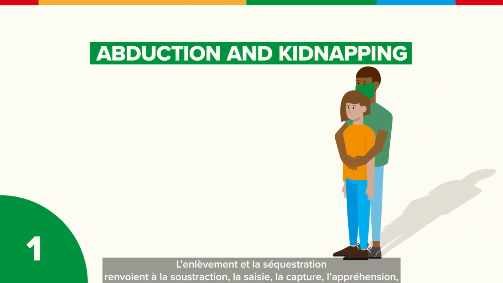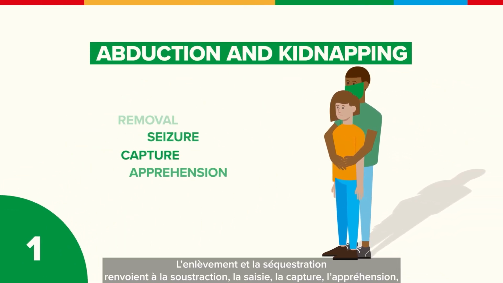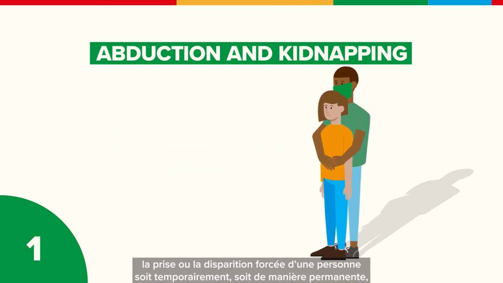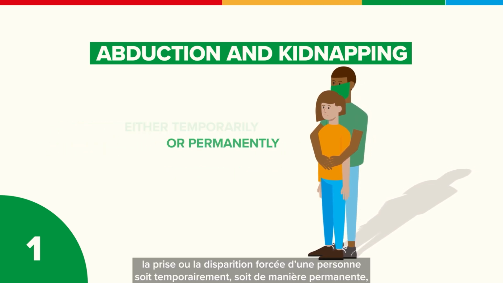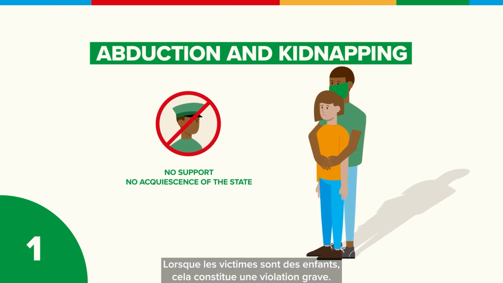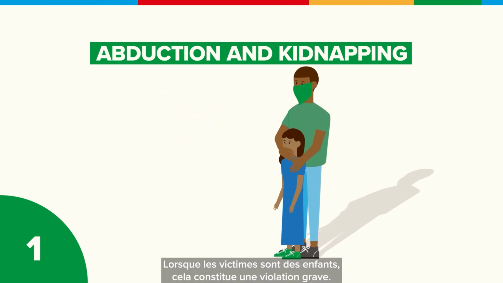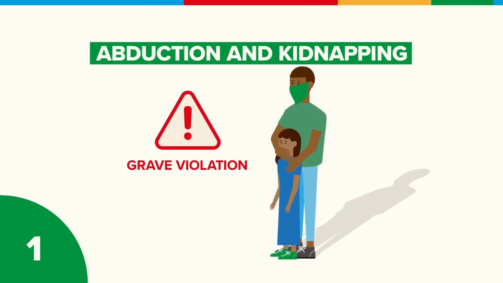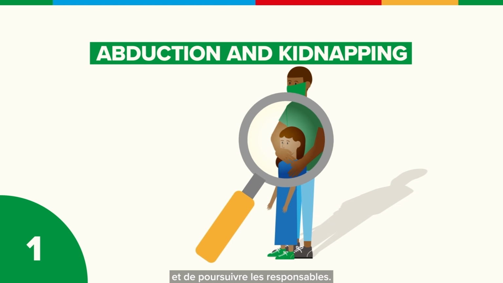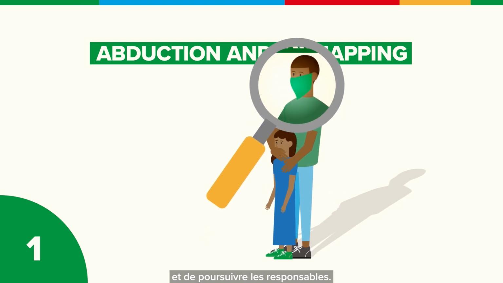Abduction and kidnapping refer to removal, seizure, capture, apprehension, taking or enforced disappearance of a person either temporarily or permanently, without support or acquiescence of the state. When the victims are children, it constitutes a grave violation. It engages obligations of the state to investigate and to prosecute those responsible.